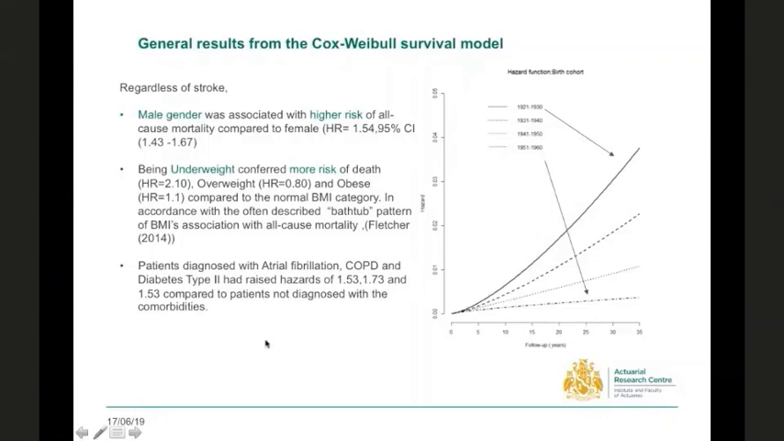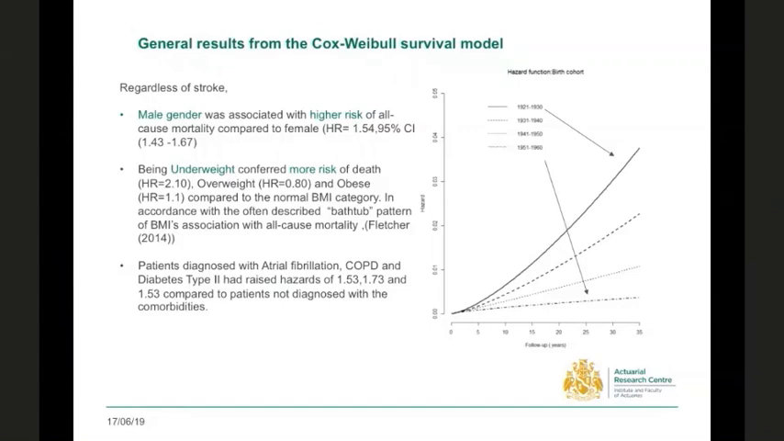So regardless of stroke, the male gender was associated with a higher risk of all-cause mortality, with a hazard ratio of 1.54. Being underweight conferred more risk of death, with a hazard ratio of 2.1, overweight with a hazard ratio of 0.8, and obese with a hazard ratio of 1.1, compared to the normal BMI category. So this result is in accordance with the often described bathtub pattern of BMI's association with all-cause mortality, based on Fletcher's 2014.